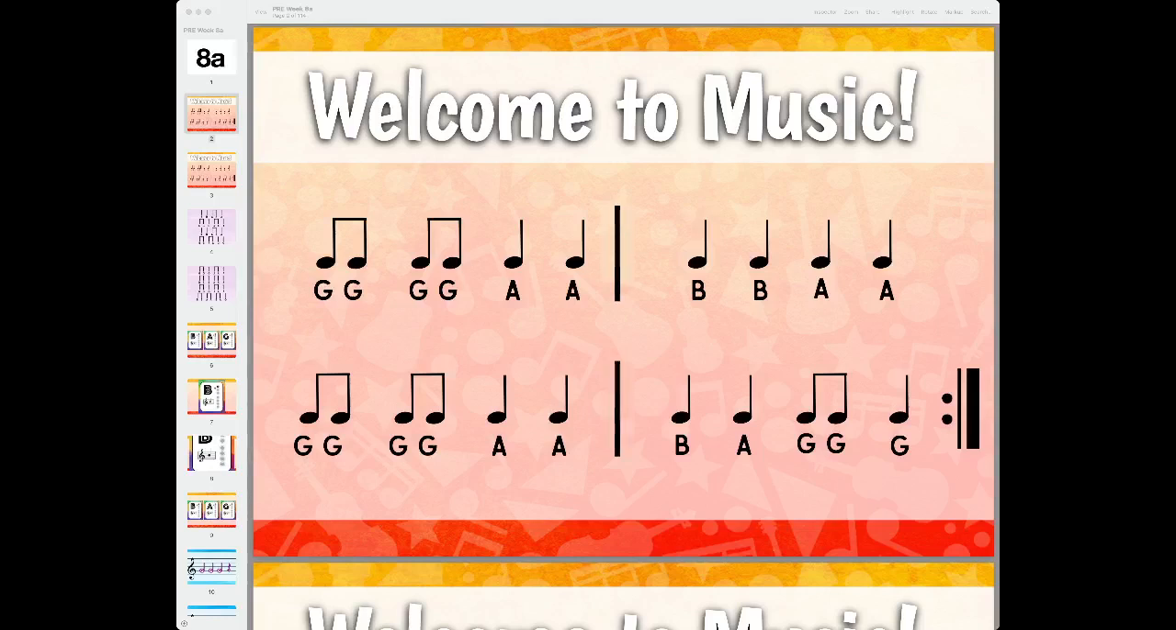Okay, so for those of you who aren't looking at the notation on this video, you're just listening to it on the podcast, that's what it sounds like. But again, it's just written notes, just basic notation with the note name written underneath. So as kids work through that, I let them play through that.